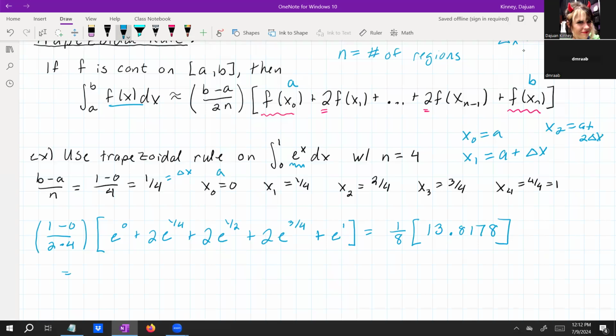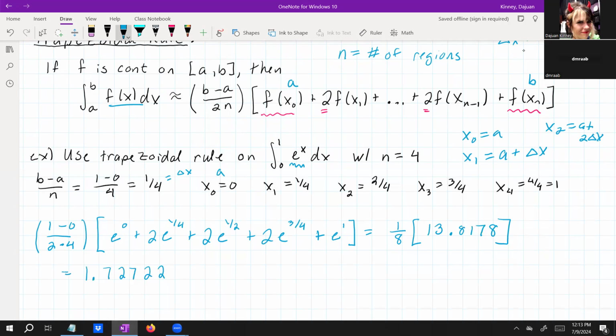I feel like something went wrong, but maybe not. All right, let me double check this. e to the x, 0, 1. Okay, no, it's good. I needed to double check, so we're good.